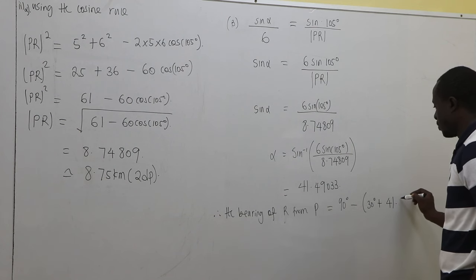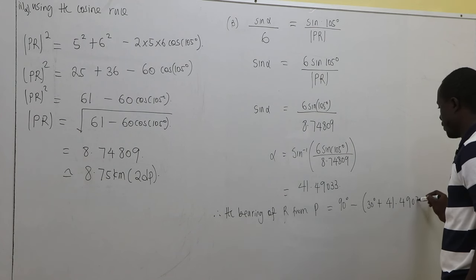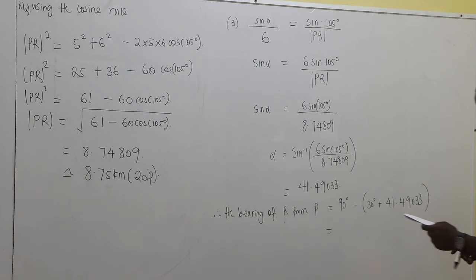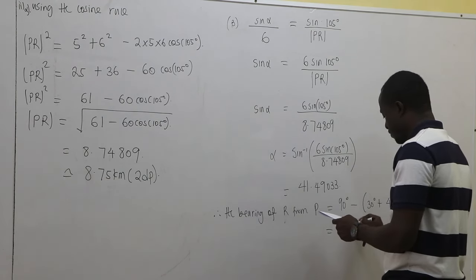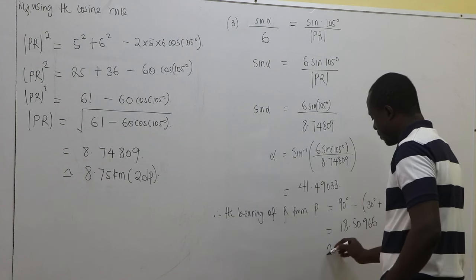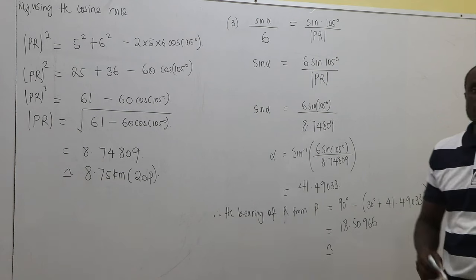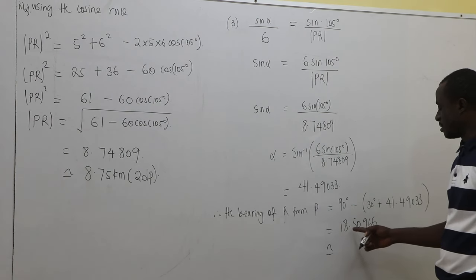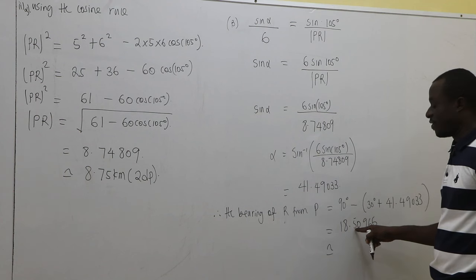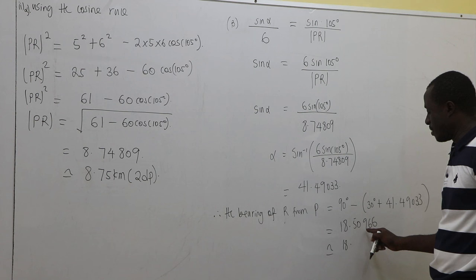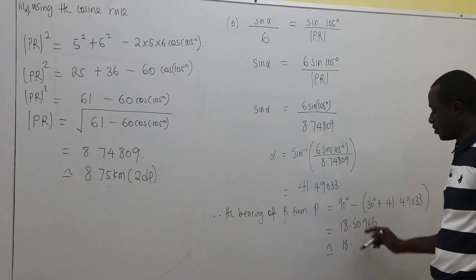plus 41.49033. And when you punch this on a calculator, this is giving us 18.50966. Now, the question says that it should be to two decimal places. So this is the third decimal place, 18.50, but to two decimal places, so zero. But then what is following is 9, more than 5, 5 and above.